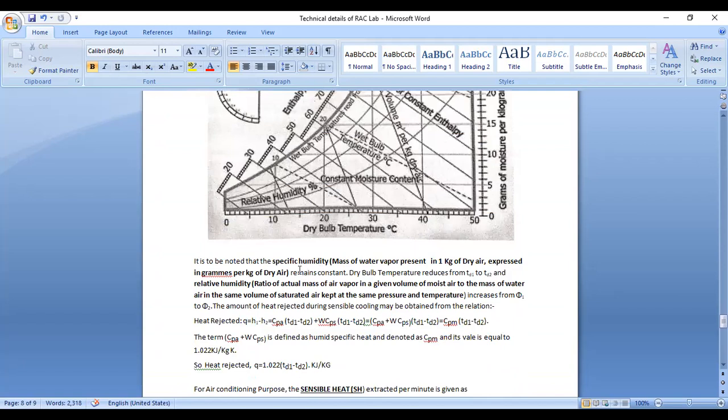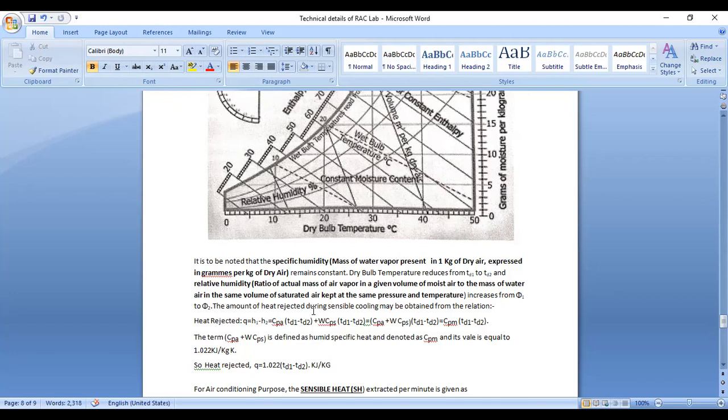Now it is to be noted that the specific humidity, the mass of water vapor per 1 kg of dry air, expressed in grams per kg of dry air, remains constant. Dry bulb temperature reduces from TD1 to TD2, and relative humidity, the ratio of actual mass of vapor in a given volume of moist air to the mass of water in the same volume of saturated air kept at the same temperature and pressure, increases from 5.1 to 5.2.